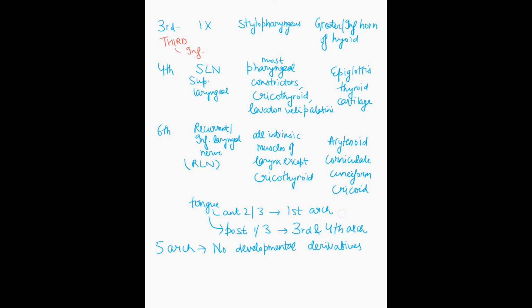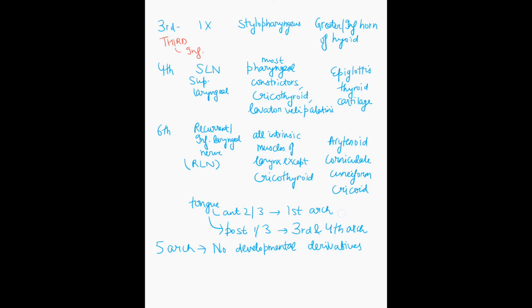Then fourth arch. The fourth arch nerve is the superior laryngeal nerve. So fourth and sixth arch, these both are by the 10th nerve, that is the vagus nerve. And further branches of the vagus nerve are superior laryngeal and recurrent laryngeal. Superior for the fourth and recurrent for the sixth.